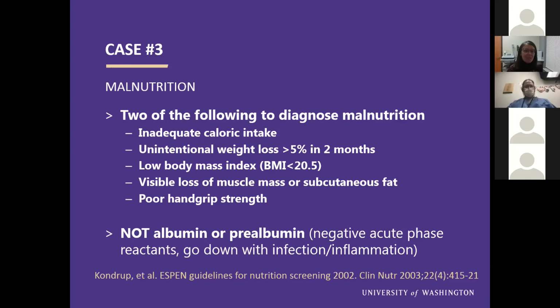So this is from the SPEN guidelines on nutrition screening. When somebody is undergoing a moderate risk surgery, such as joint arthroplasty or other orthopedic surgeries, for the rest of the audience, consider these factors. So the adequacy of their diet, any recent unintentional weight loss, low BMI. The cutoff I use is less than 20.5, although there's variable cutoffs. Visible loss of muscle mass or fat, and hand grip strength is used in research, not so much clinically.